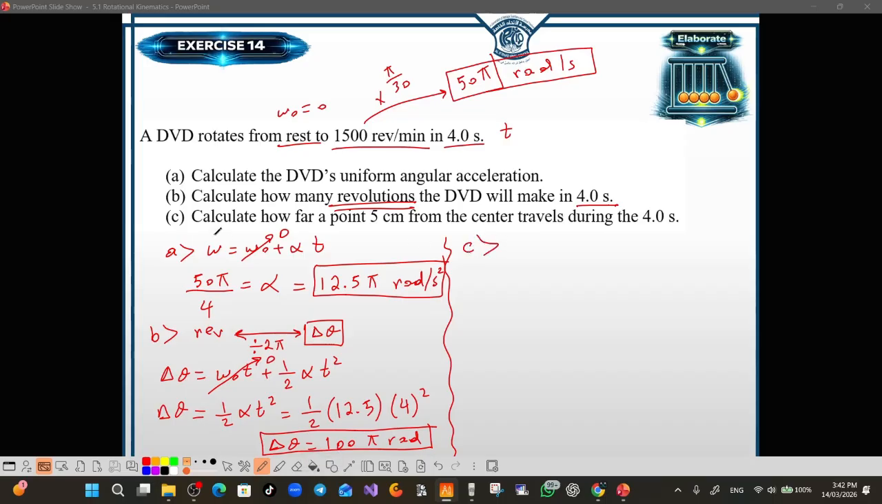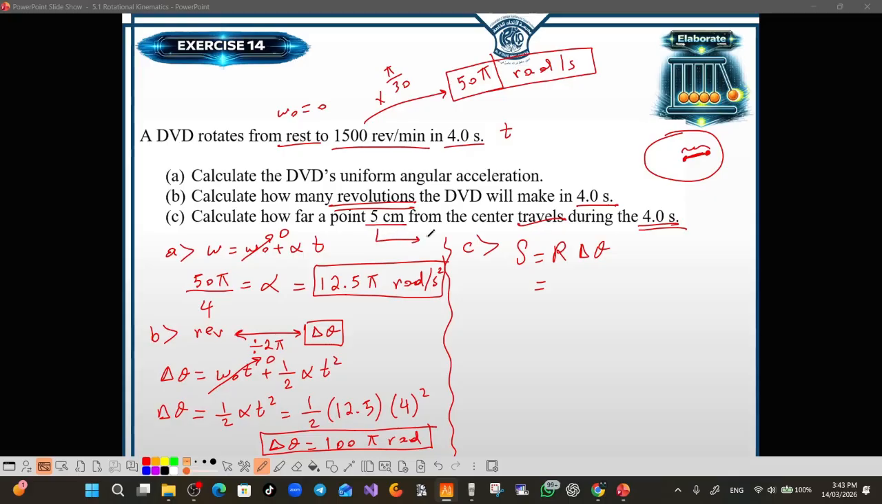Now in part C, calculate how far a point 5 centimeter from the center. So we have a point that is located 5 centimeter from the center. So here the R represent the 5 centimeter. How much or how far it travels during 4 seconds. So we are looking for the distance. We know that the distance is related to delta theta via this equation, where R is the radial distance between the center of the rotation and the targeted point. And R here is, in this case, 5 centimeter.